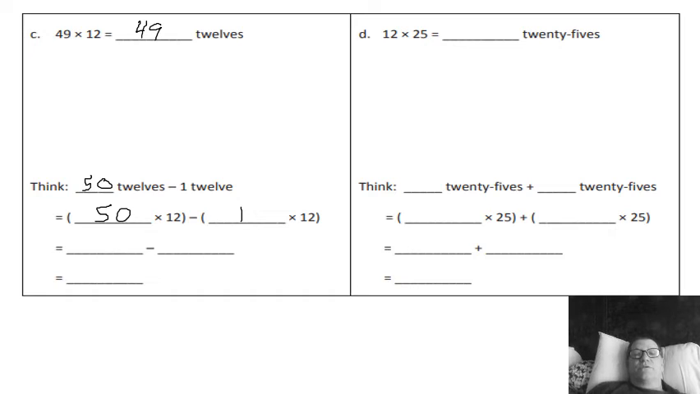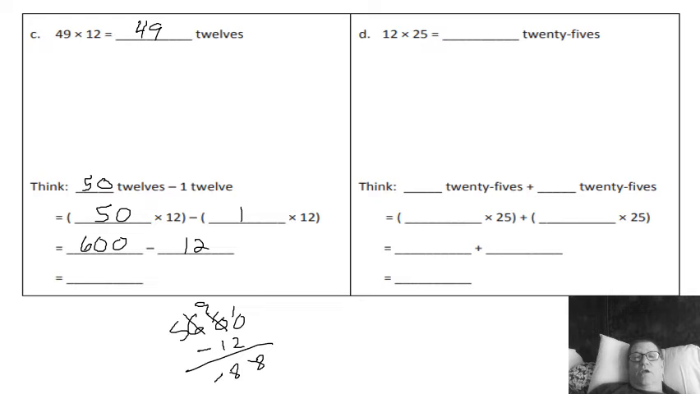Now 50 times 12 is going to be 5 times 12 is 60, and then I have an extra 0, minus the 12 I have here. Then I have 600 minus 12, and we're going to subtract. We have to regroup, and I end up with 588. So we know 49 12s is 588.